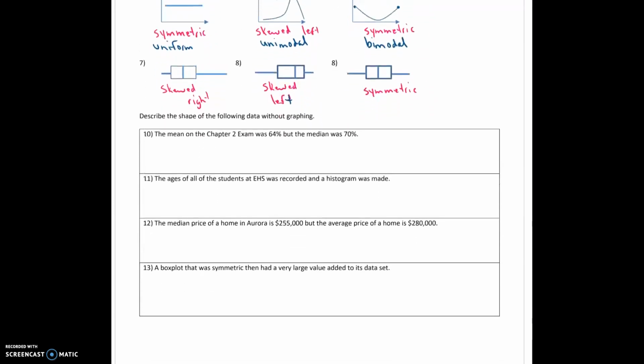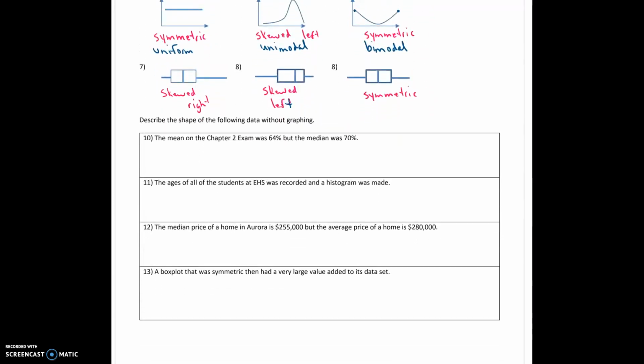So can we describe the shape? So again, symmetric, skewed left, skewed right, without graphing it. So if the mean was 64 and the median was 70. So I'm going to do my three M's. And the first M is 64. And the second M is the median. So that's 70. So if I put my arrows in here, this is the way it would work to fit the numbers. So since it's pointing left without graphing it, I do know that that is skewed left.